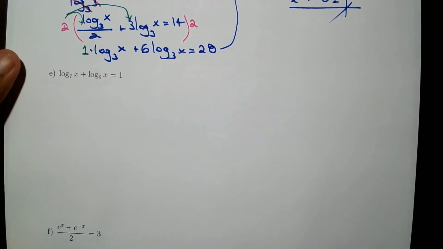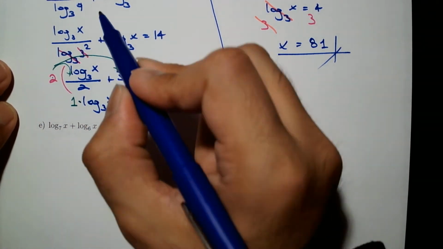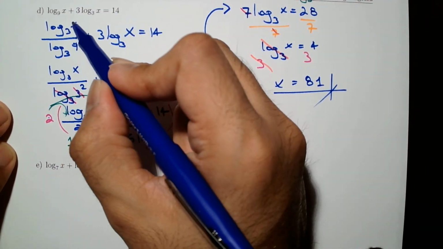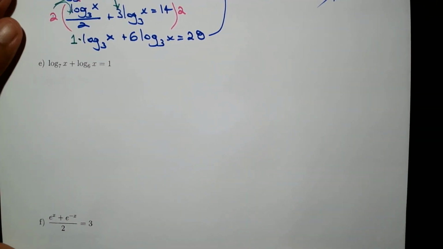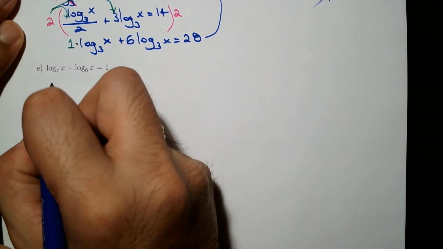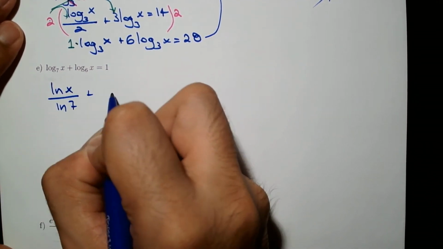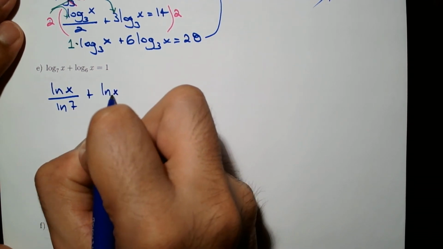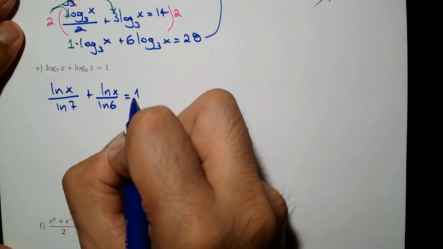So in this case, we're going to use the change of base formula. And I'm going to use the ln version as opposed to log base 3, or we could have used log base 10. So I'm going to do ln of x divided by ln of 7 plus ln of x divided by ln of 6 equals 1.